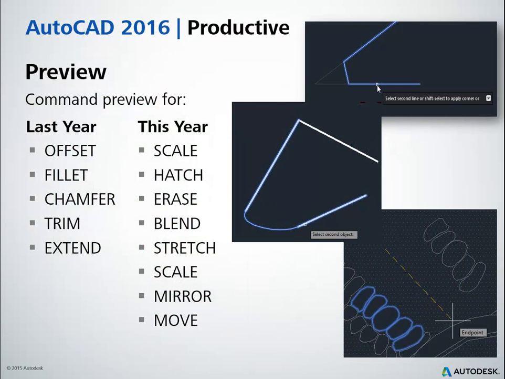So on the productive side, we have more previews on more commands. On the last release 2015, we had the offset, fillet, chamfer, trim, and extend. Now we are also including scale, hatch, erase, blend, stretch, mirror, and move. So that will give you more control and more visibility of what you are doing before you do it, and avoid pressing escape and undo all the time.